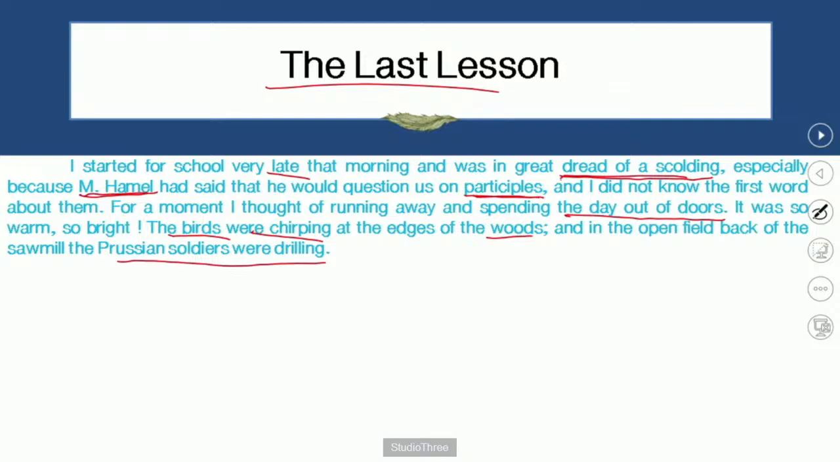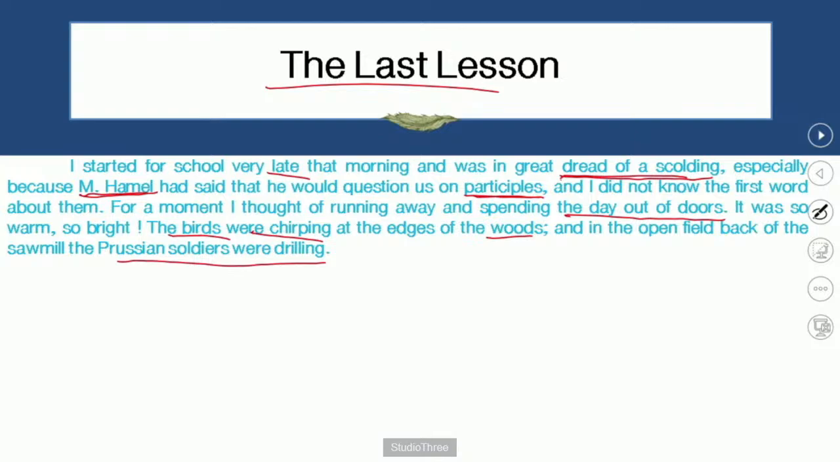Do you know what is meant by participles? Participles means words that end with ed or ing, meaning present participle or past participle. He did not know or understand them, because he did not attend when the class was going on. So that is why he was afraid, and the climate was very interesting.